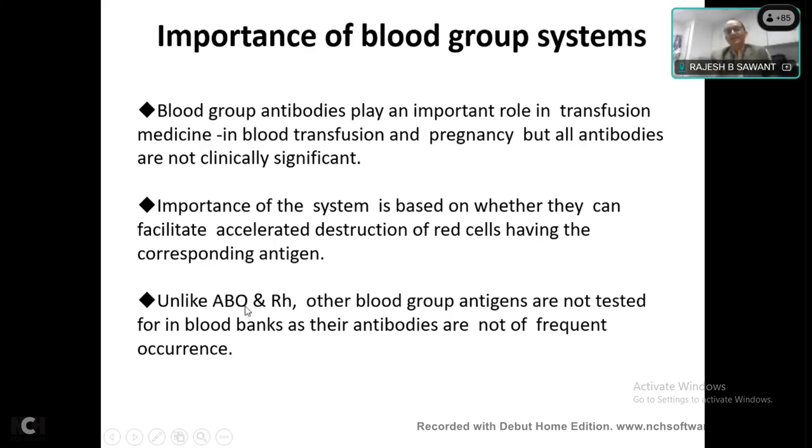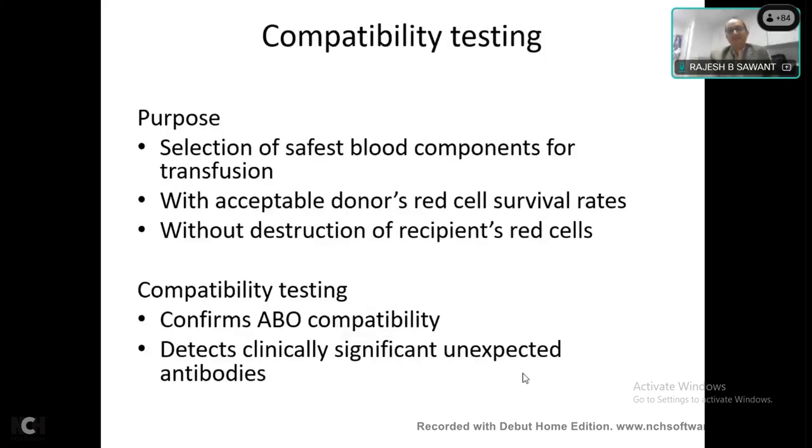So unlike ABO and Rh, the other blood group antigens are not tested. They are not detected routinely in the blood banks, but they are of clinical significance. So that is something which we need to understand.